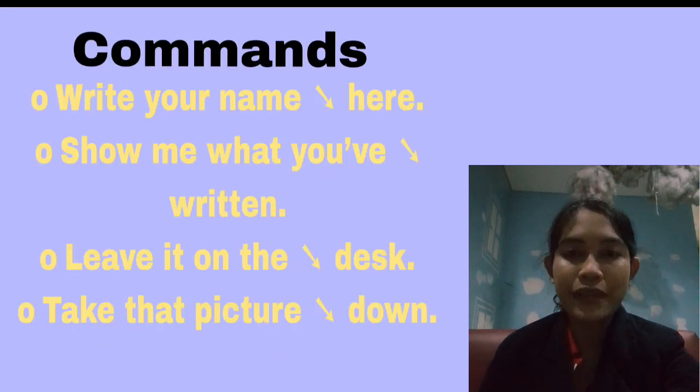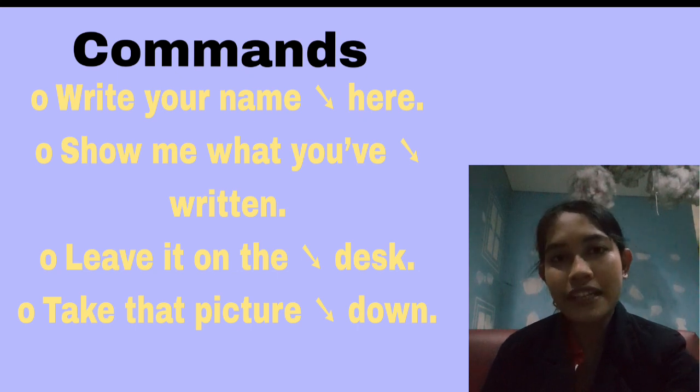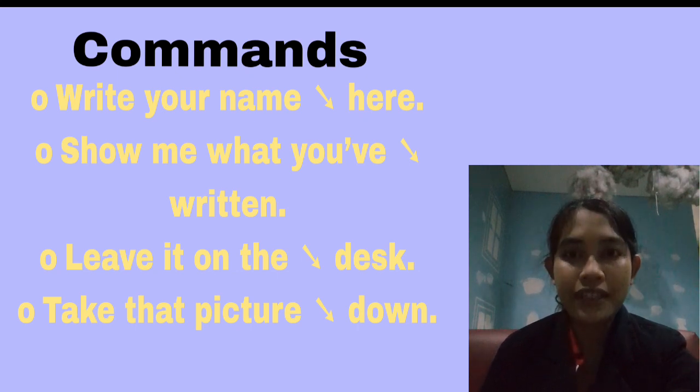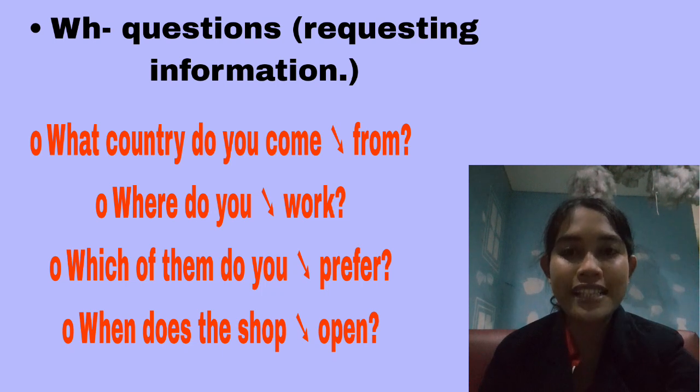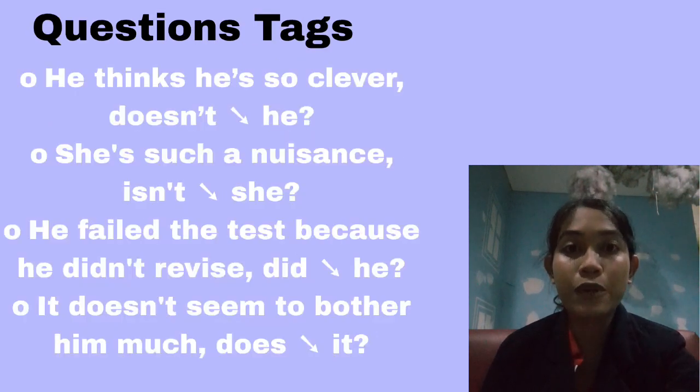And second, we have comments. As you can see, examples are: write your name here, show me what you've written, leave it on the desk, and so on. Next we have WH questions. They request information, with questions beginning with who, what, why, where, when, which, and how. Examples are: what country do you come from? Where do you work? Which of them do you prefer? And so on.